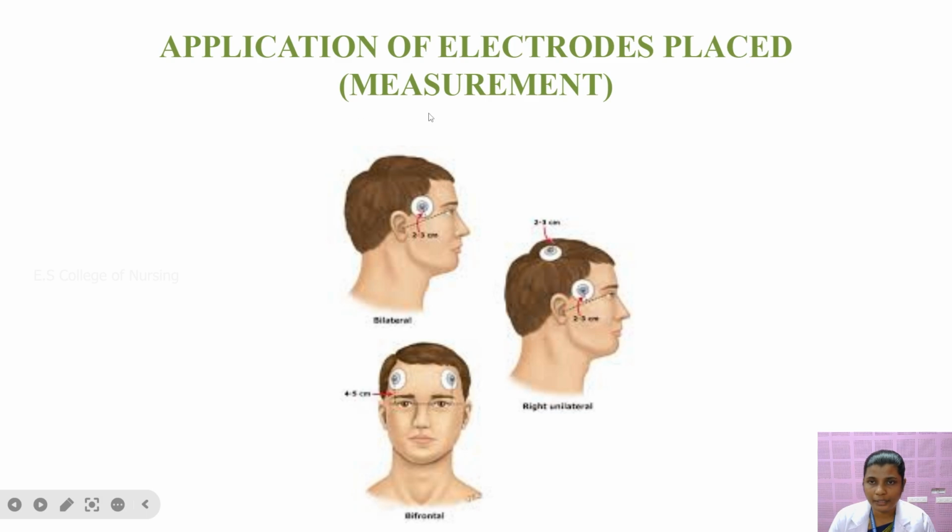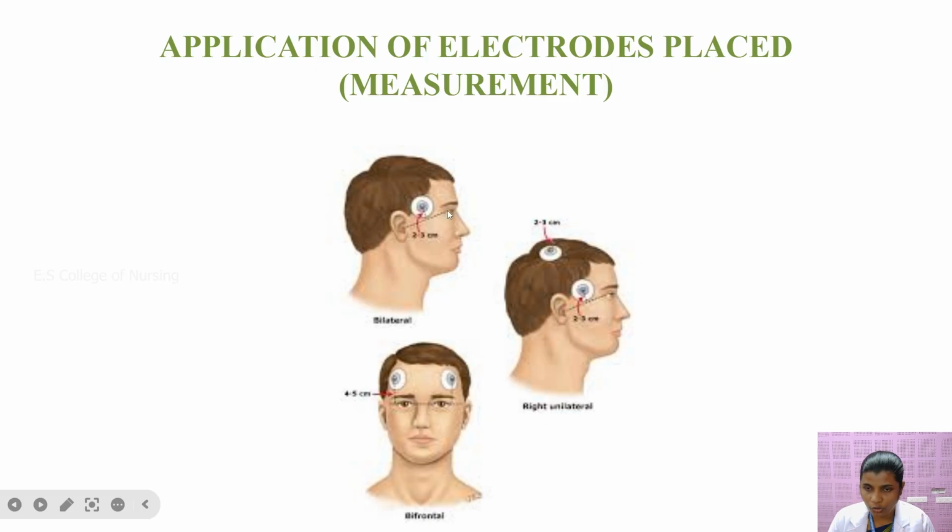Next, move on to the placement and measurement of electrodes. First, we measure above the midpoint of the frontotemporal region. We place the electrodes between the lateral canthus of the eye and the tragus of the ear.